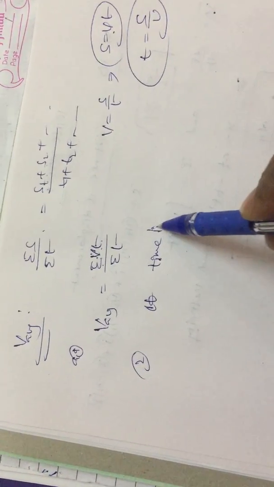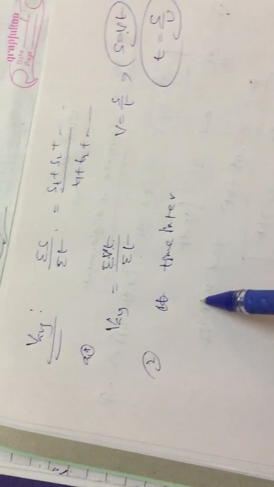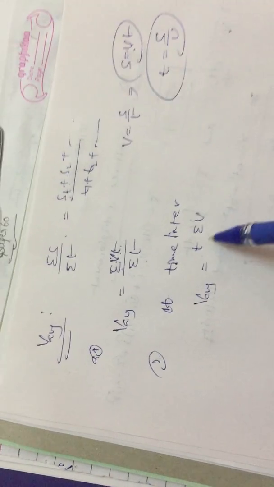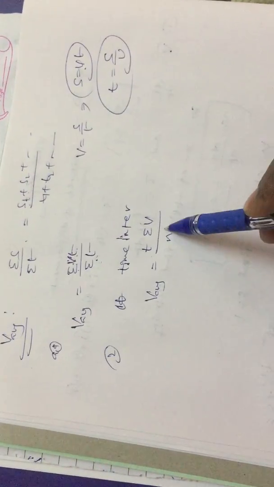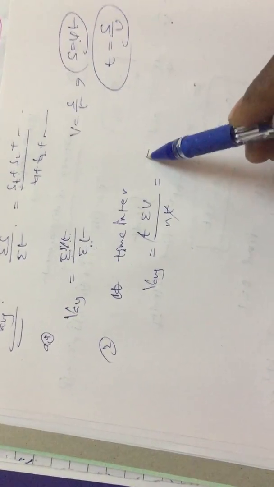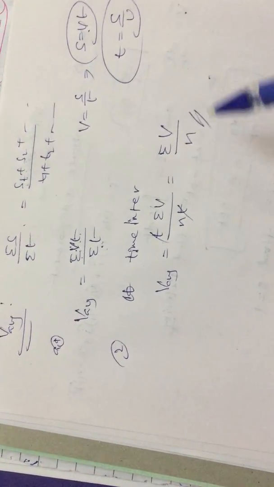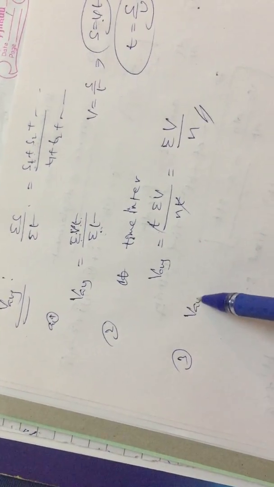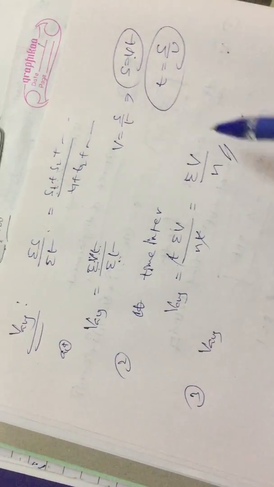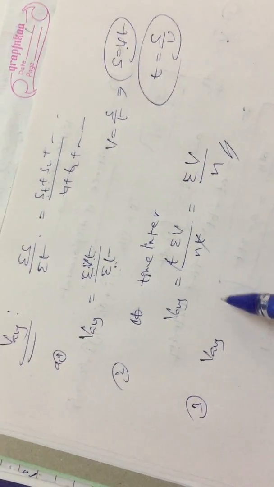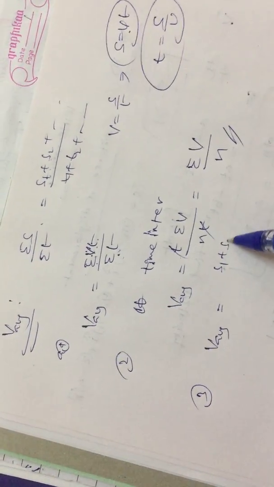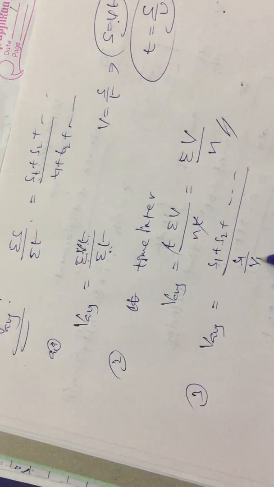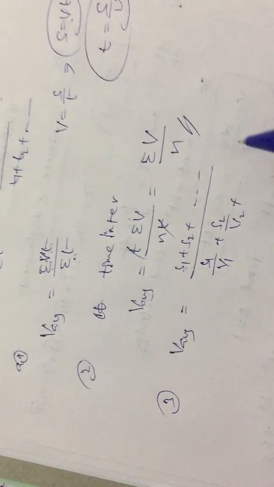Second case: if all time intervals are equal, then V average equals T into sigma V by sigma T, which becomes NT, T and T get cancelled, so it is the sum of the speeds by the number of speeds when time intervals are equal. Now suppose there is no time given, and distance and speed values are given, then we can write s1 plus s2 and so on by s1 by v1 plus s2 by v2 and so on.